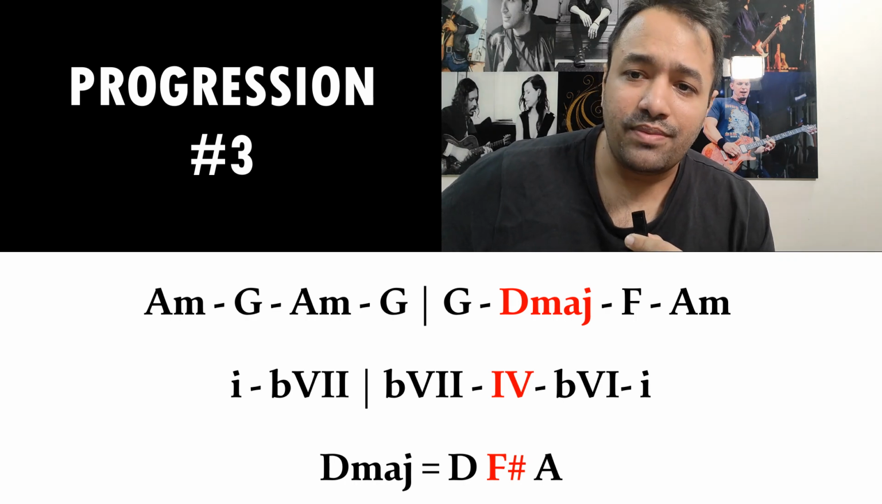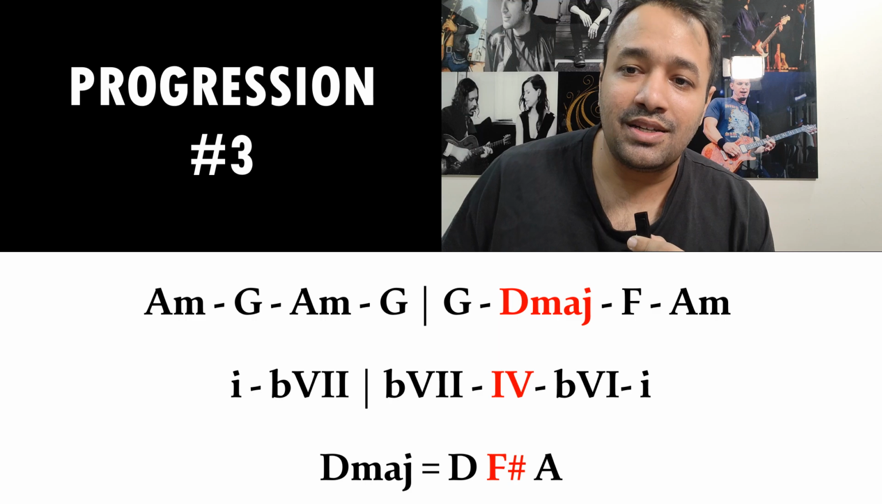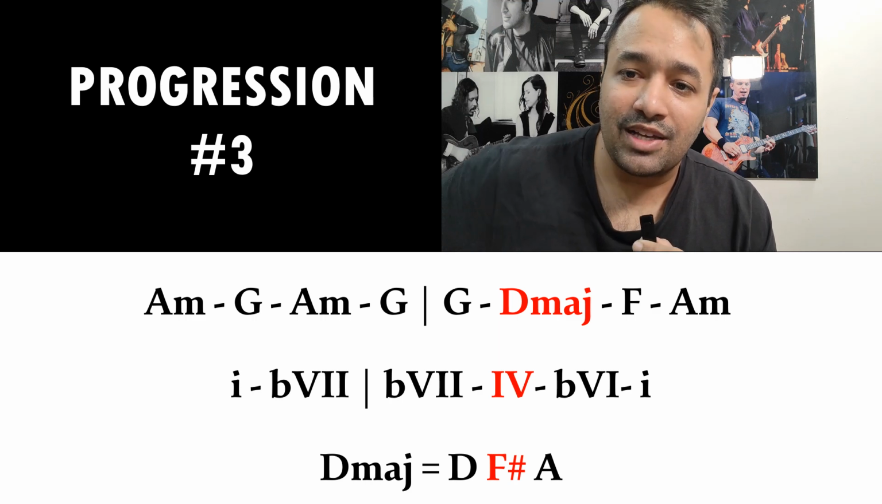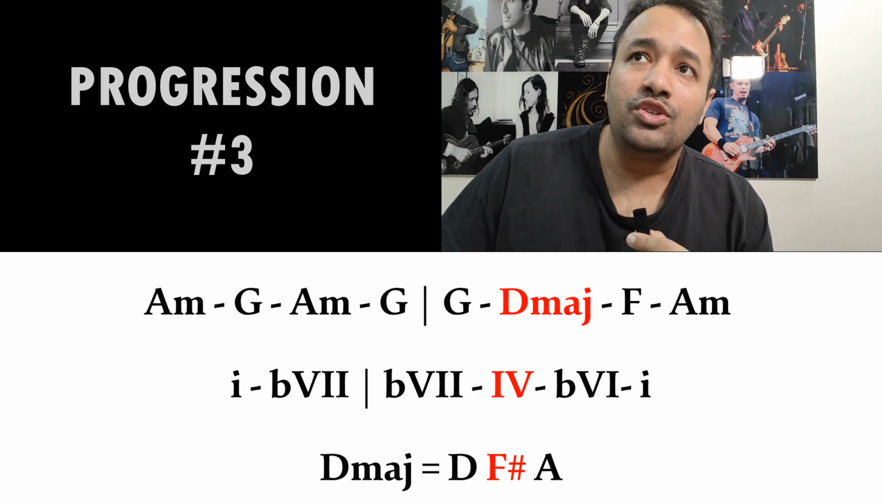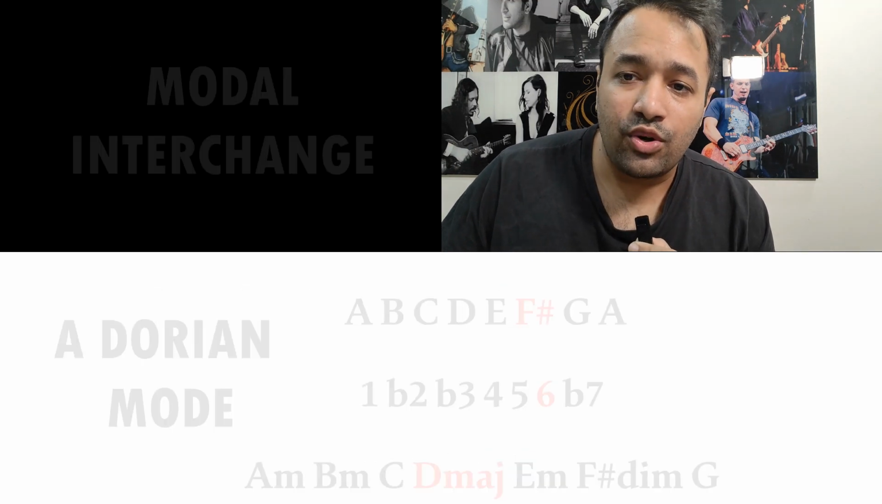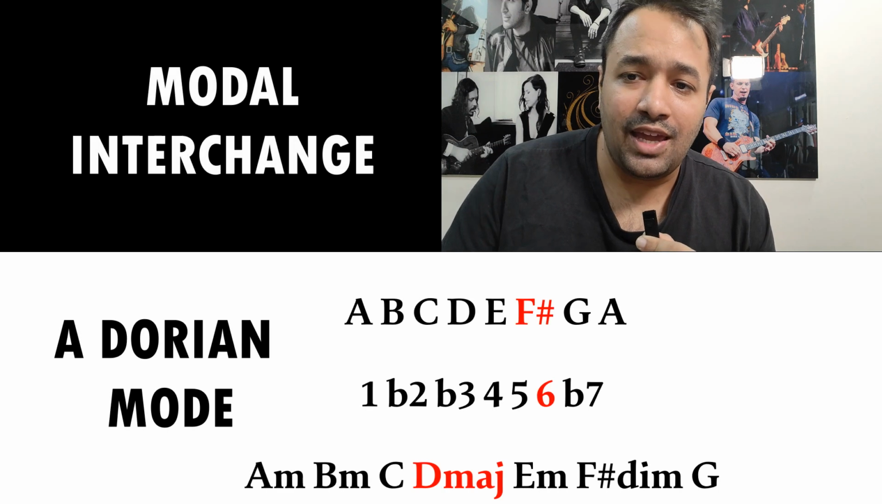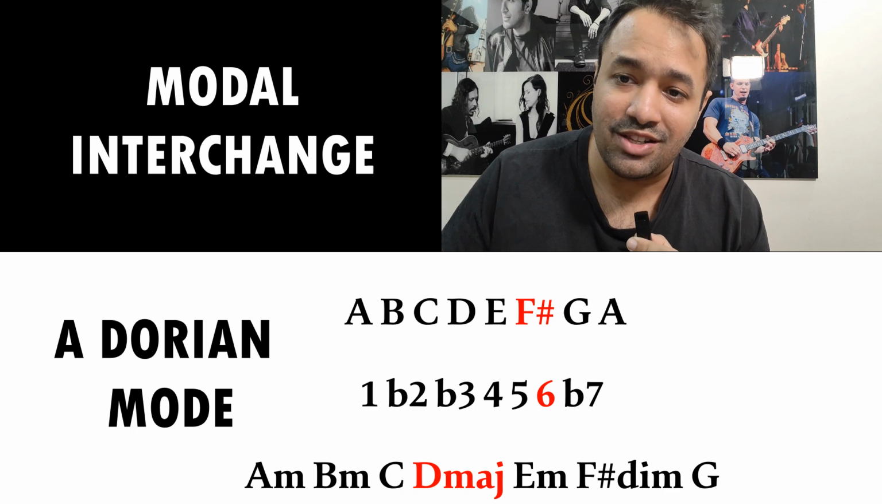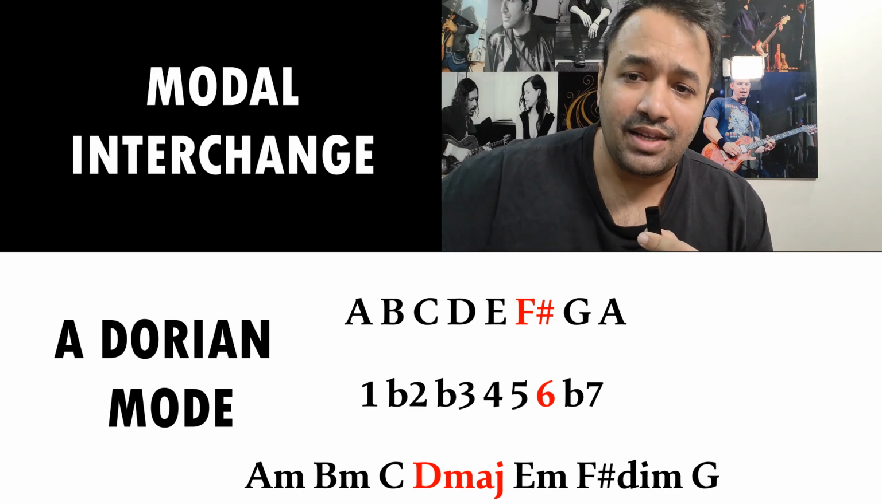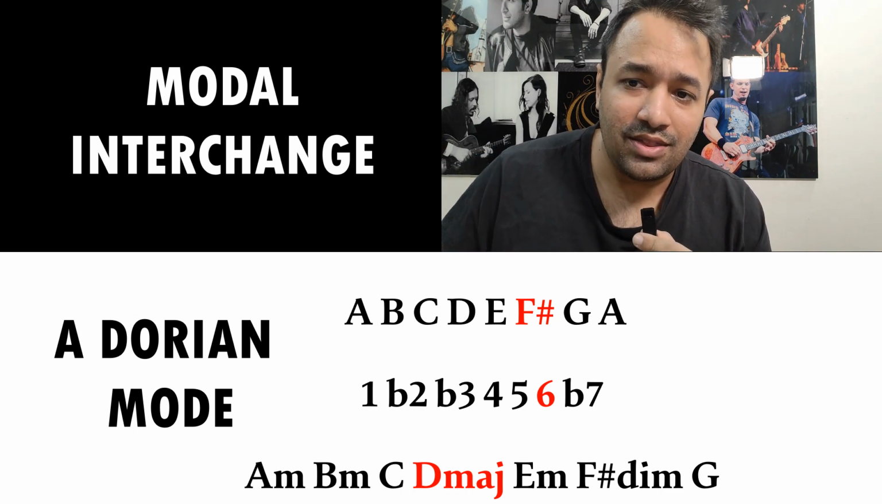So this F sharp note is the note which is not present in the Aeolian scale, and this can be explained as being part of the Dorian scale, the A Dorian mode. So the notes of the A Dorian mode, as you can see on your screen, A, B, C, D, E, F sharp. Instead of the F, you have an F sharp, that is a natural 6th. Then again we go to the G and the A.